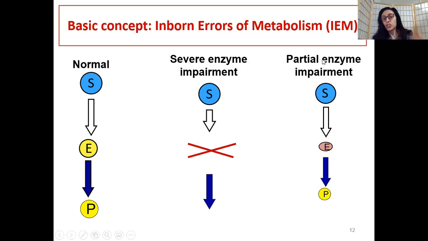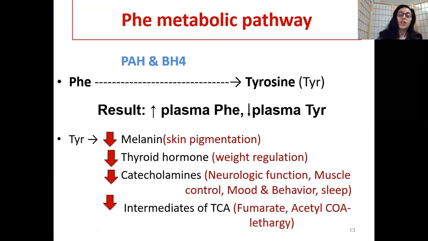Okay, so that is called partial enzyme impairment, enzyme or cofactor impairment in this case, or else you have severe enzyme impairment, or cofactor impairment. And this is the normal condition, which is for most of the people like you and me. Okay, all right. So now what's your metabolic pathway?